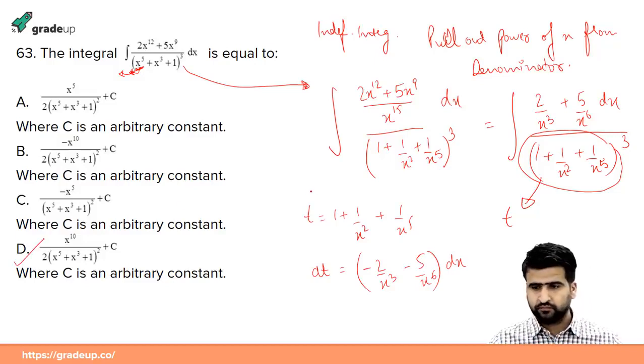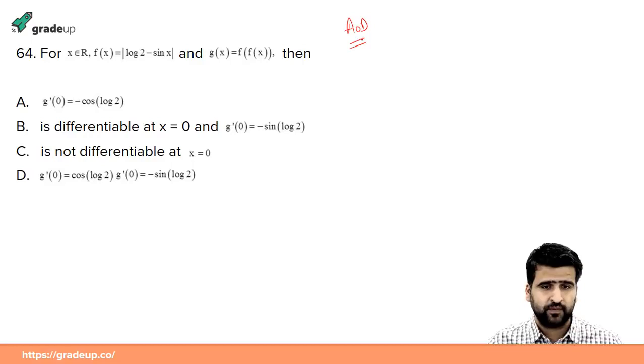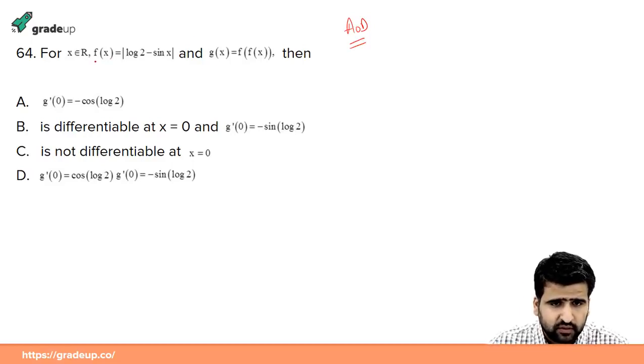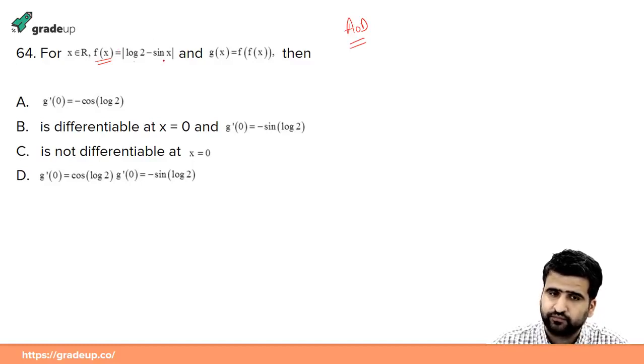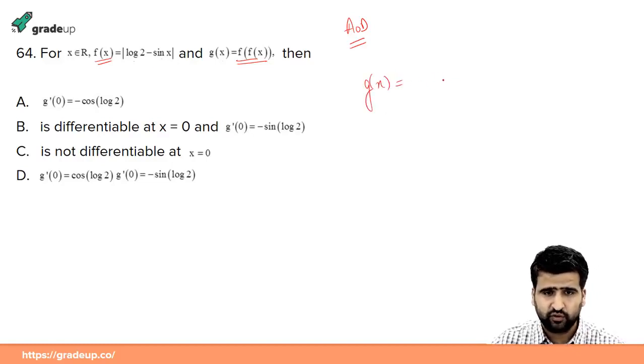The next question is from the topic Applications of Derivatives. So let's go to the question first. The function is given: f(x) = log(2 - sin x) with a modulus sign, and then g(x) = f(f(x)). This is a composite function. So let's first write down g(x). g(x) will be equal to log(2 - sin(f(x))).